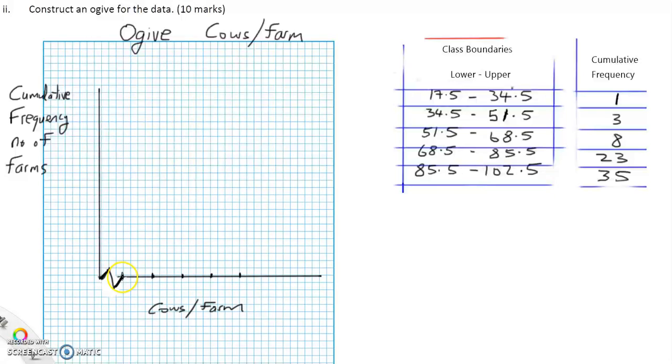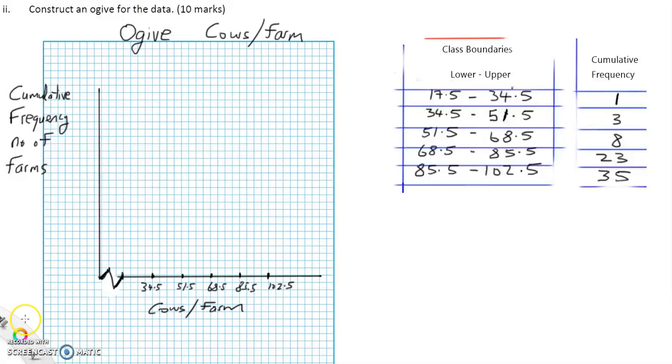So actually we're going to have our first upper boundary here, second one here, so that's 1, 2, 3, 4 and 5. So this is going to be 34.5, next one is going to be 51.5, over here will be 68.5, 85.5 here, and lastly 102.5. Now that'll be like our x coordinates.